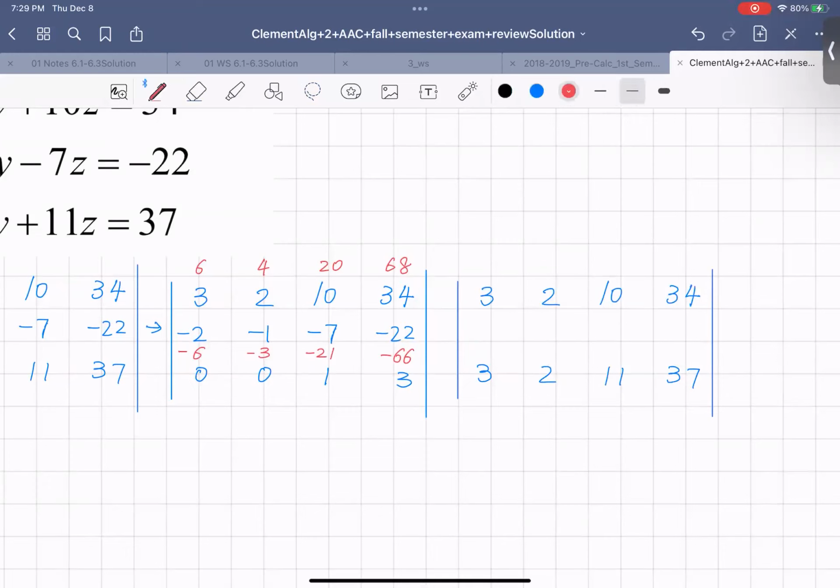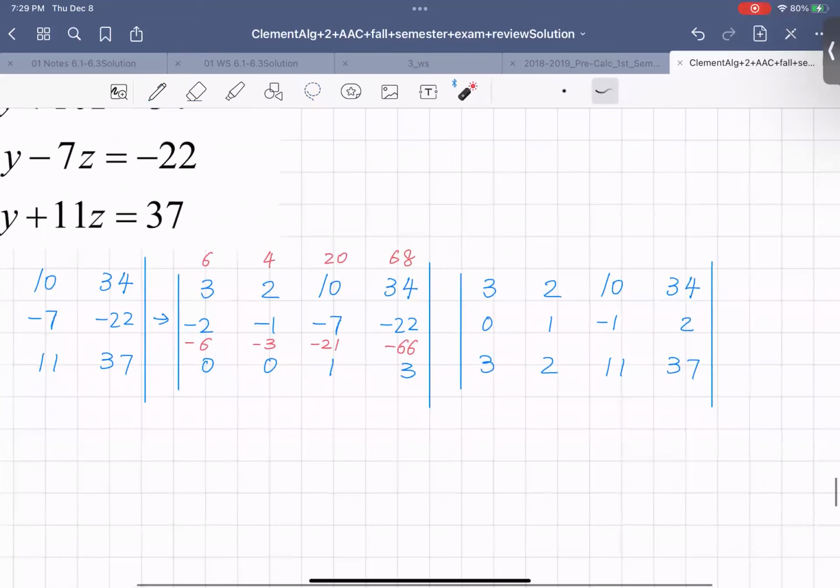So 6 plus -6 is 0. 4 minus 3 is 1. 20 minus 21 is -1. This minus this is 2. So far, so good? Yes. Okay. The bottom row, the bottom part I need to change, okay?